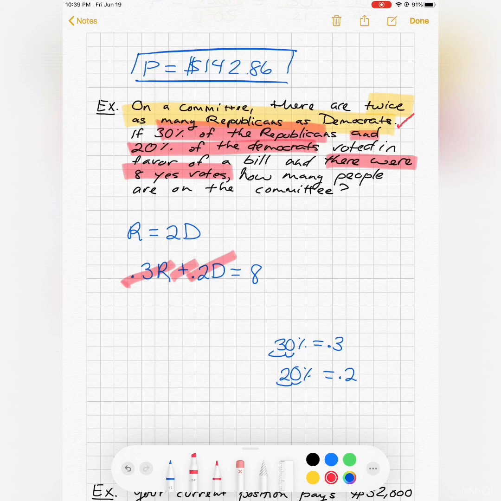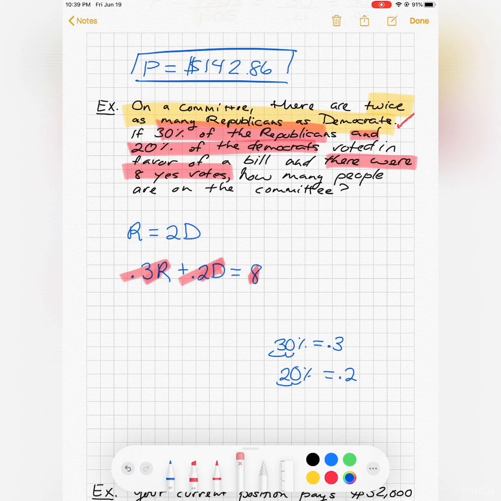Okay, so do you see why that's true? So let's see. Let's go through this one more time. 30% of Republicans voted yes. 20% of Democrats voted yes. The total number of yes votes was 8.